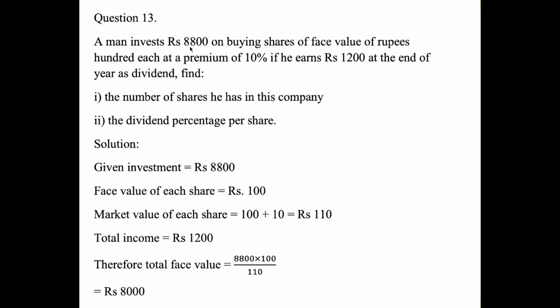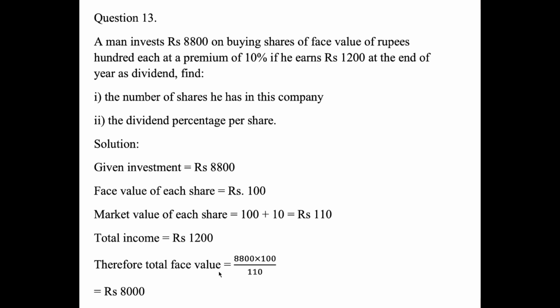A man invests rupees 8800 on buying shares of face value of rupees 100 each at a premium of 10%. If he earns rupees 1200 at the end of the year as dividend, find two things: the number of shares he has in the company, and the dividend percentage per share. So given investment 8800, face value rupees 100, market value at 10% premium, so rupees 10 will be added. So 110, total income is 1200.